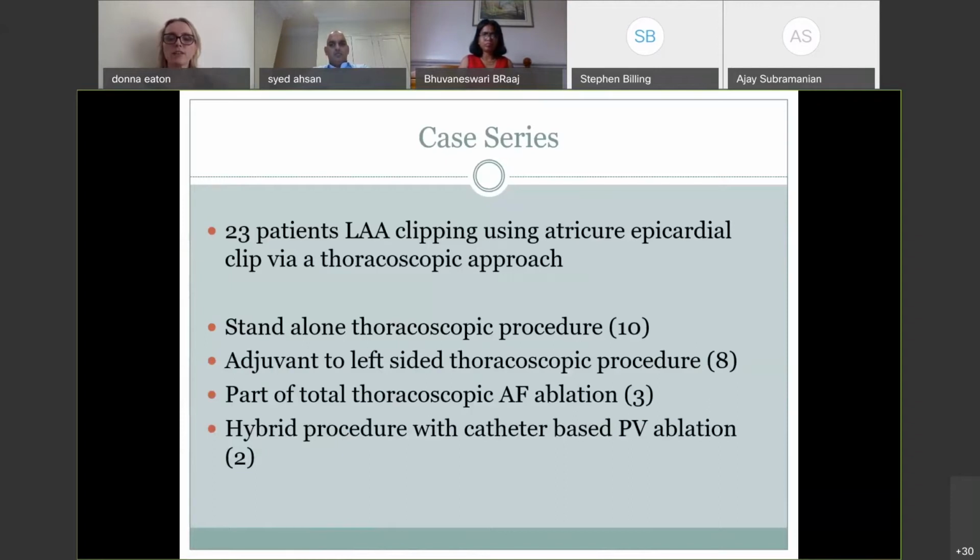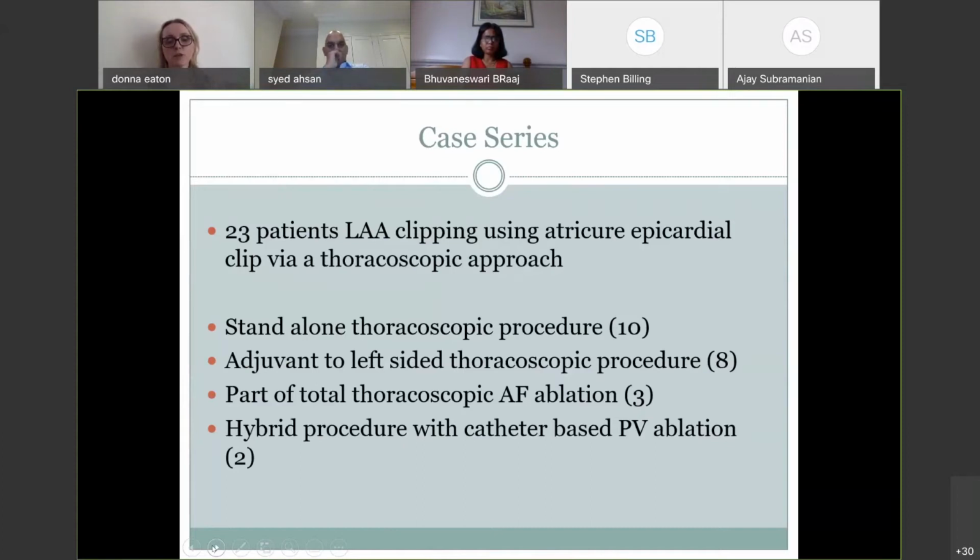In the majority of those patients, there've been 3 different groups of them. So the biggest group are patients where we're asked to do it as a standalone procedure, and that really is done purely for limiting their risk of stroke. So they're patients who are at high risk of stroke, perhaps aren't dealing well with anticoagulation, and we're asked to do a left atrial appendage device closure.